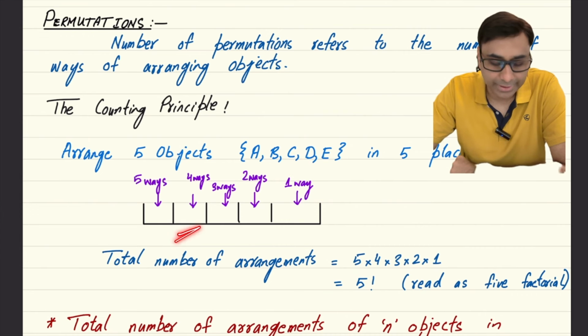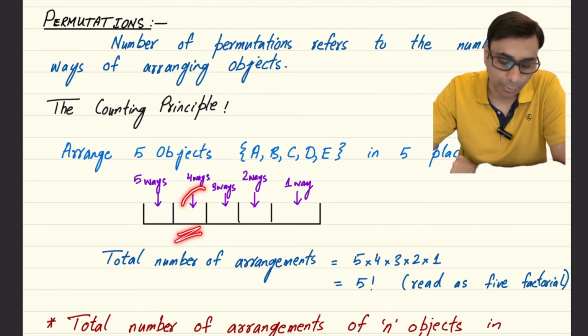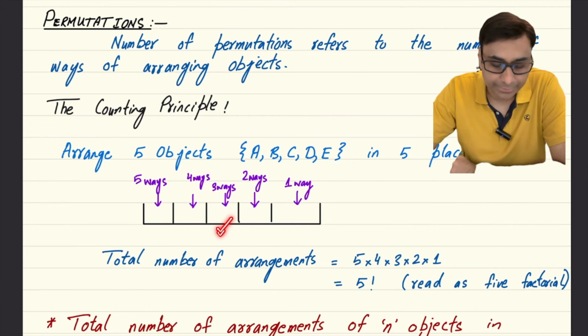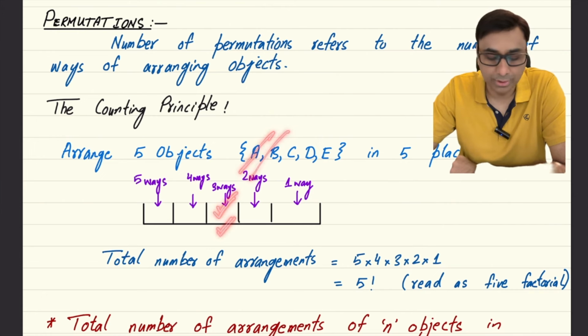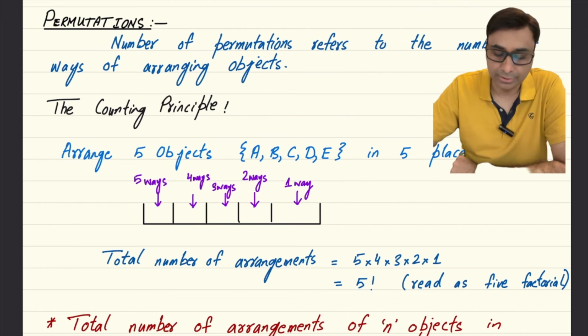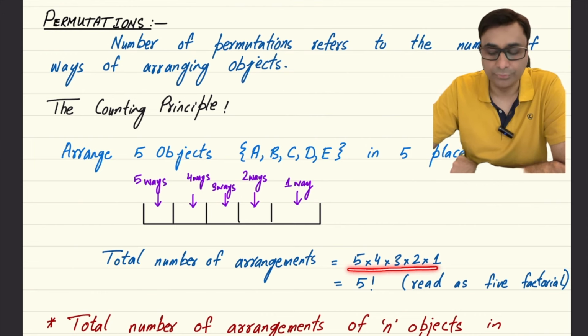So to fill up this space, you would have 4 objects available. So there are 4 possible ways in which you can fill this space. By the time you reach this place, already 2 objects have been taken away, they've already been placed in their places. So there are 3 ways in which you can fill this spot. Similarly, there are 2 ways in which you can fill this spot, and there is only 1 way left to fill this spot. So that means the total possible ways of arranging these objects is 5 into 4 into 3 into 2 into 1.